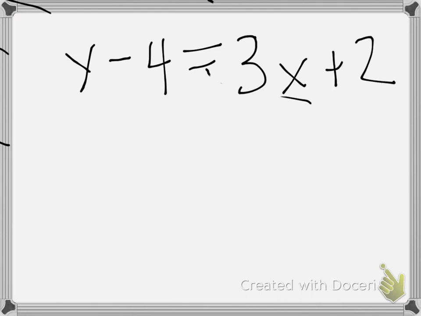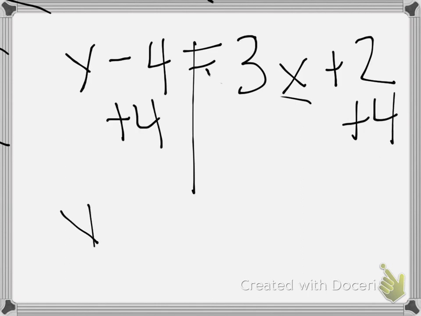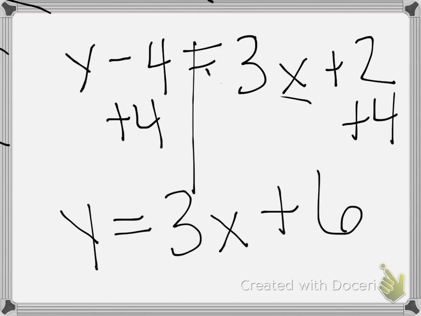Well, this is not in the form y equals mx plus b, so we need to put it there. What's standing in our way? Well, this -4 needs to get out of here, so I'm going to add 4 to both sides. So now I have y equals 3x plus 6. That is my new equation. So I know that my slope is 3 and my y-intercept is 6.